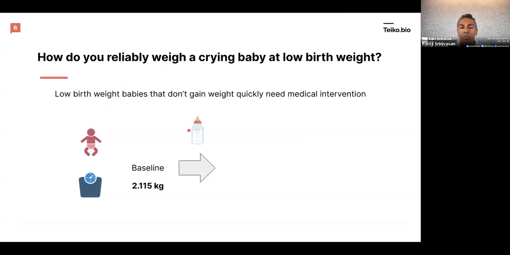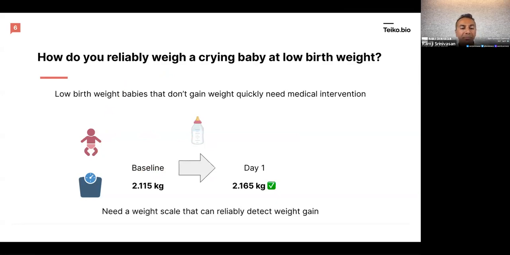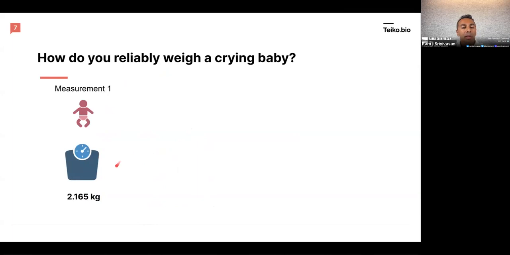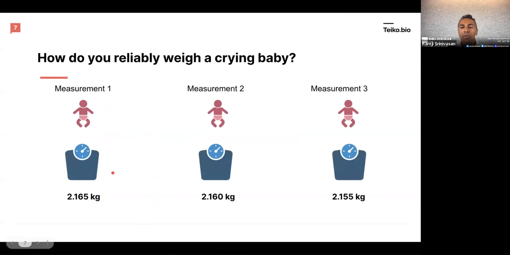So the first thing you need is food to make sure she gains weight. The second thing you need is a scale to make sure that she is in fact posting that weight gain. So ultimately, just to measure one variable, you need a weight scale that can reliably detect this weight gain, because if she's not gaining weight, she might need medical intervention. So if you were to take multiple measurements from that same baby, measurement 1, measurement 2, measurement 3, these should all be around the same place. Remember, her true weight after 1 day was 2.165 kg, and the baseline weight is 2.115 kg.